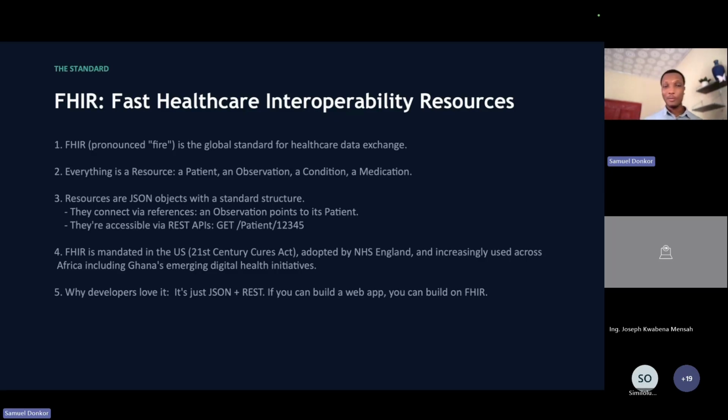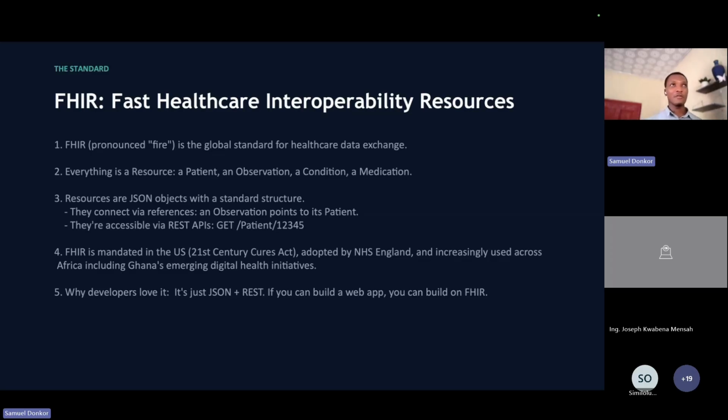Everything is a resource. A patient is a resource, an observation, which is when the patient came in, is also a resource. A condition is a resource. If you're a developer, you can think of it as a class, right? A medication is also a resource. So it's a bundled, standard structured way of representing that patient's information. They're actually just JSON objects, but with much more standard to them compared to creating a schema in isolation that doesn't have any standard, right?